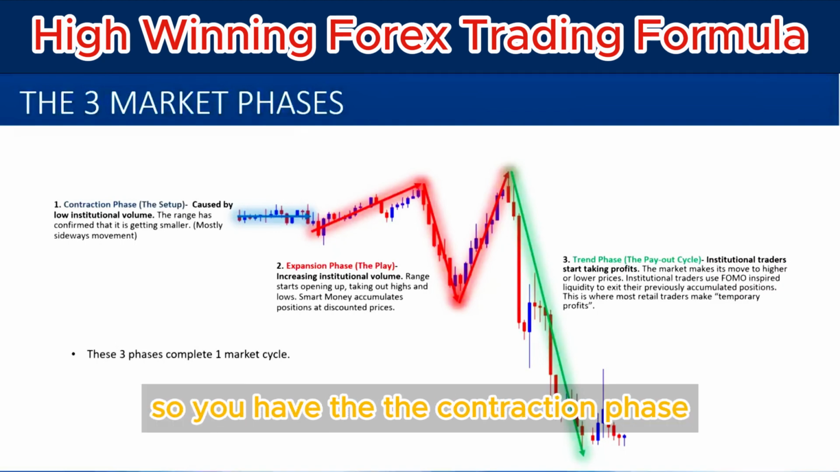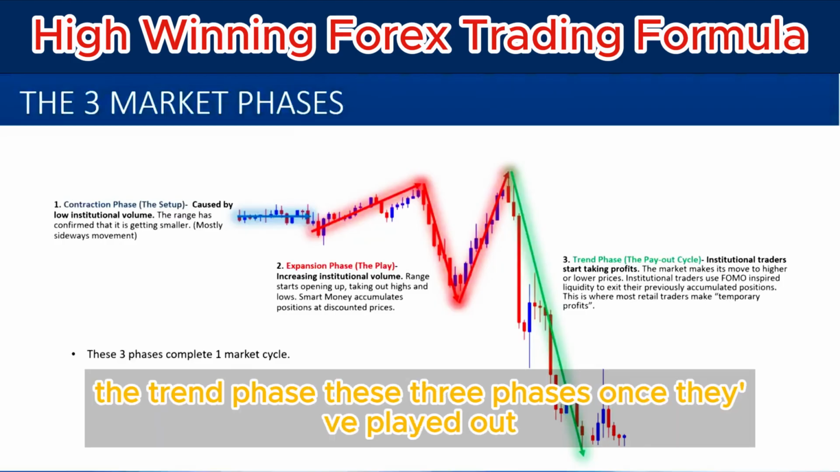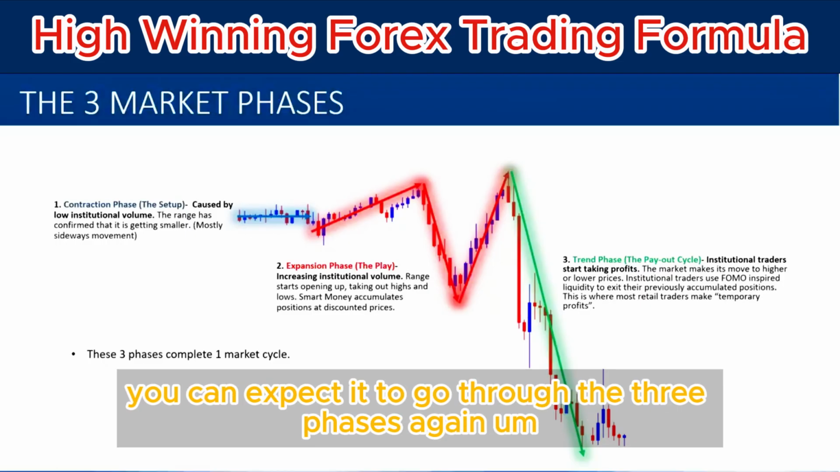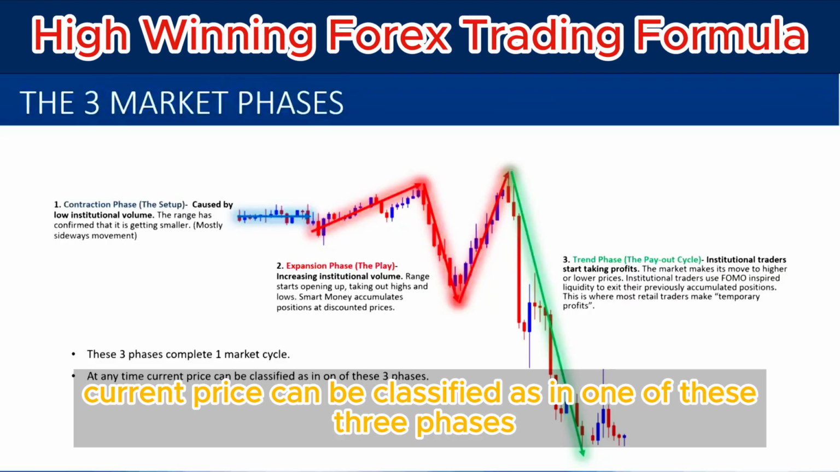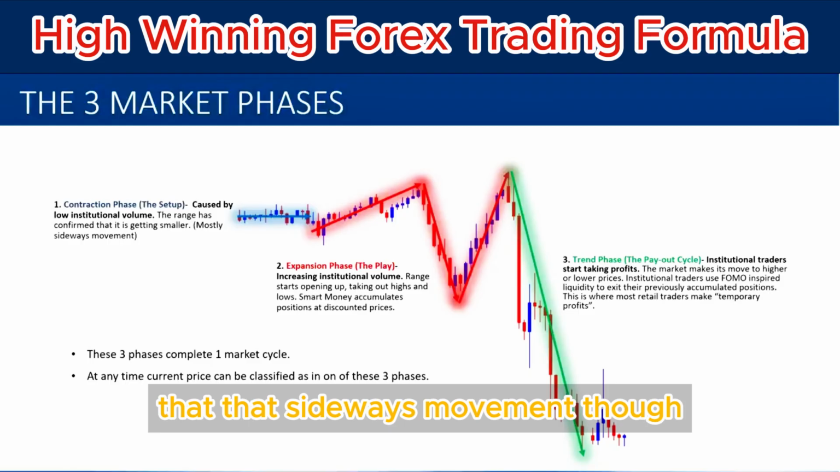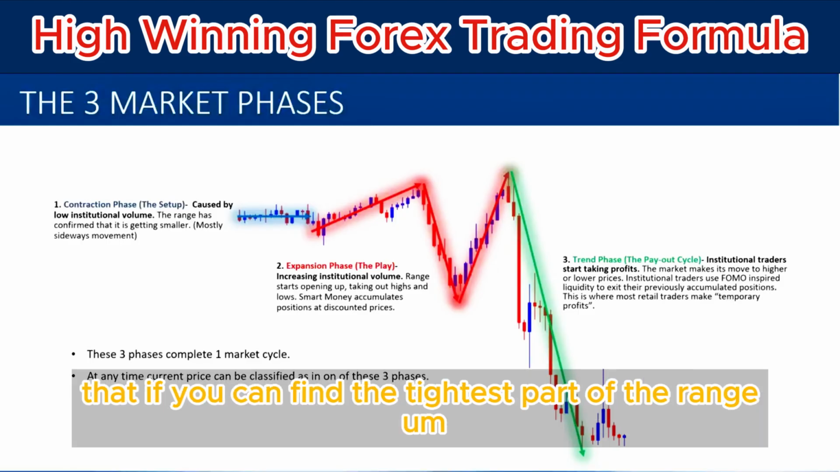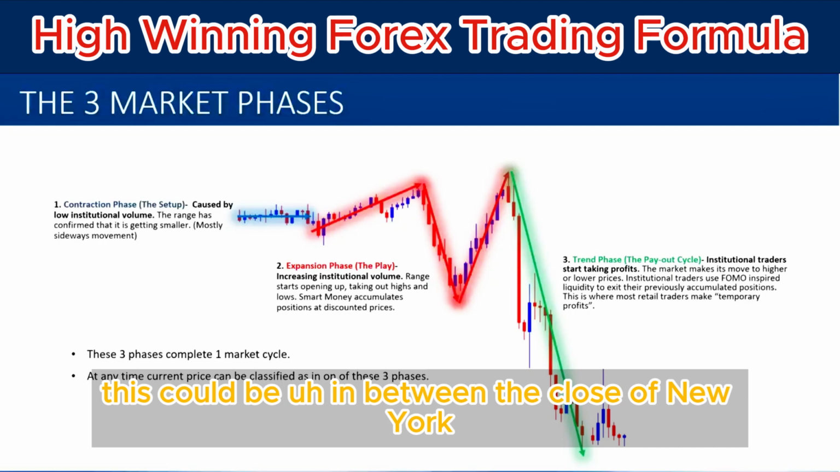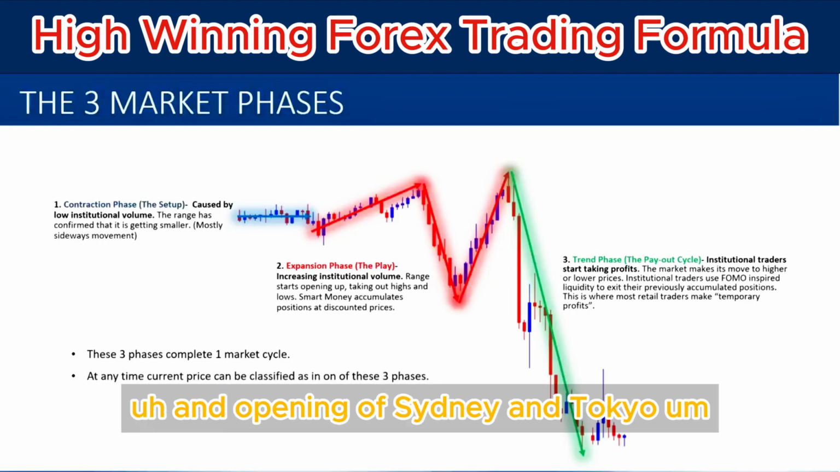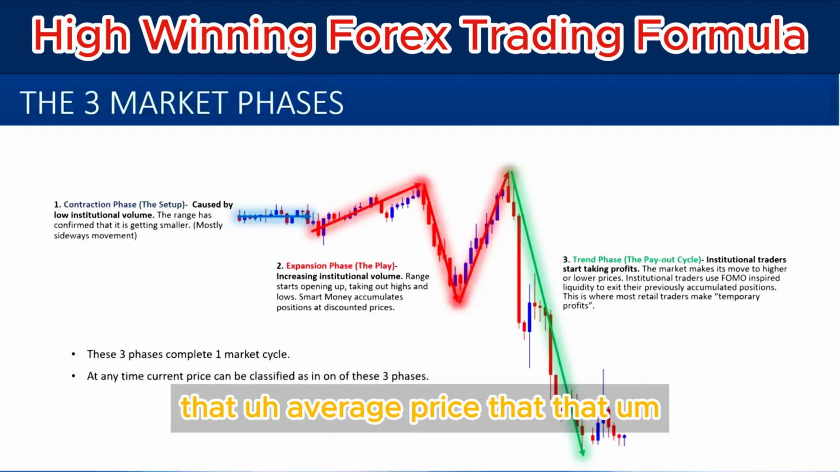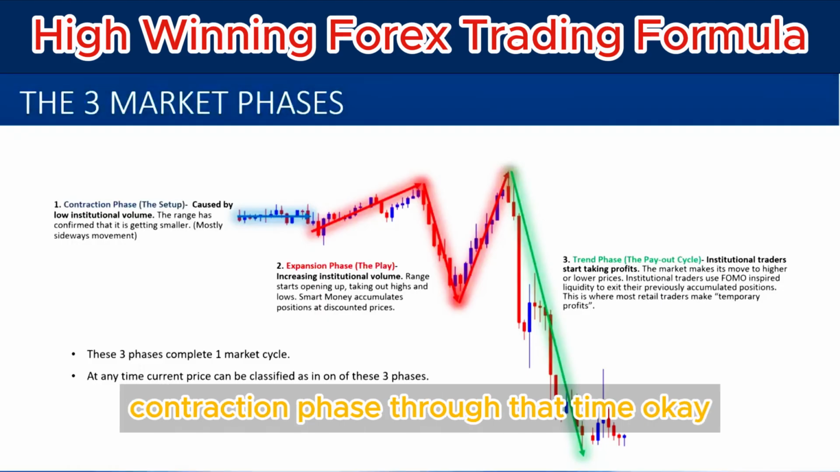So you have the contraction phase, expansion phase, the trend phase. Once these three phases have played out, you've gone through one market cycle. You can expect it to go through the three phases again. At any time, current price can be classified as in one of these three phases, like we showed you with the chart before. That sideways movement, if you can find the tightest part of the range, is going to normally happen in between sessions. This could be in between the close of New York and opening of Sydney and Tokyo. You can see that's where you got low institutional volume. That's typically where you're going to get that average price, that contraction phase, through that time.